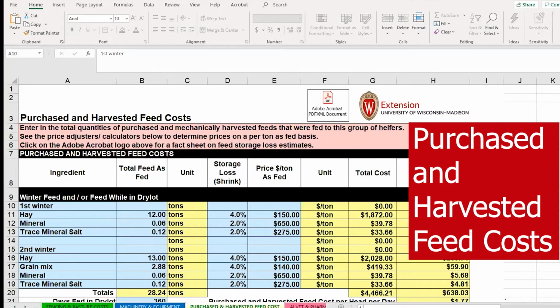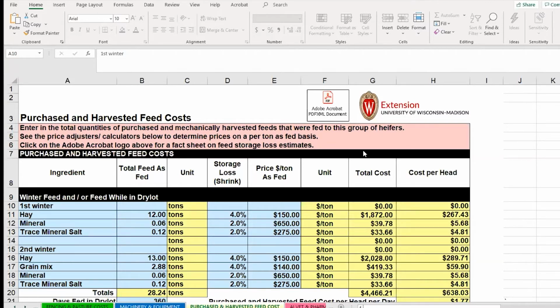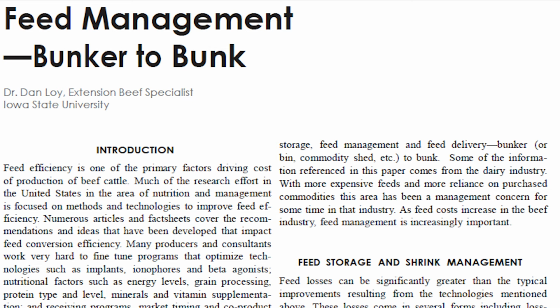The next tab in the spreadsheet is the purchased and harvested feed cost calculator. One thing we want to point out at the top is an Adobe Acrobat logo that is an embedded file that helps with feed storage loss estimates, as feed shrink is one of the places we sometimes forget about.